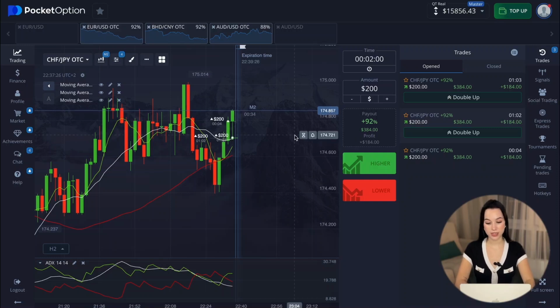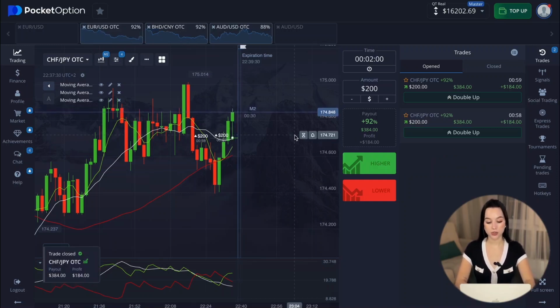So let's see, it's 5 seconds till the end of our first trade. You can see we're winning, our chart is growing right now, and yeah, we had our profit of our first trade on this chart, and I think we will also close the other trades.